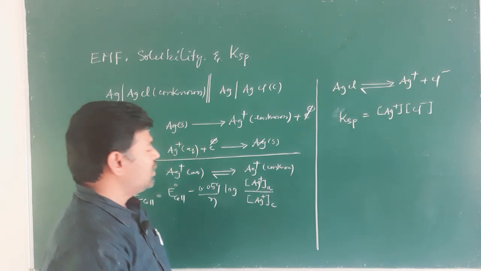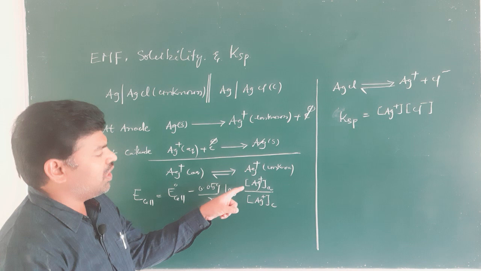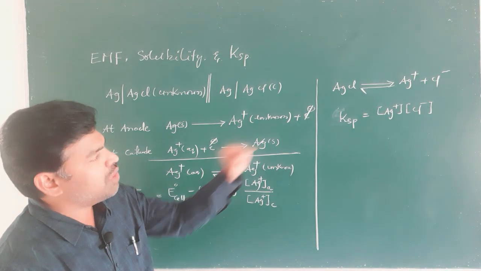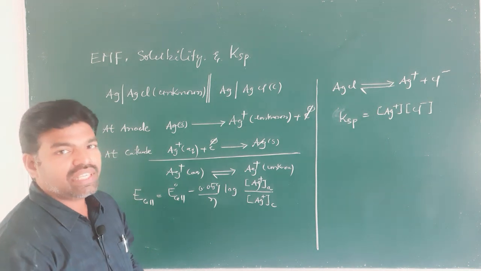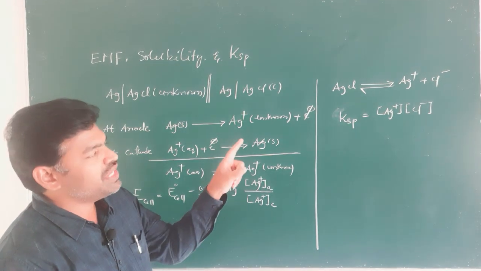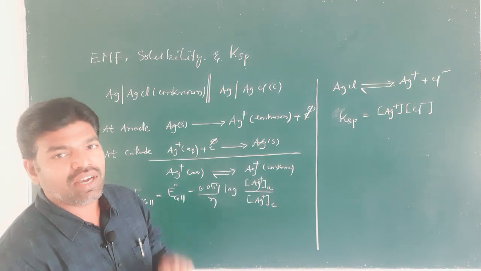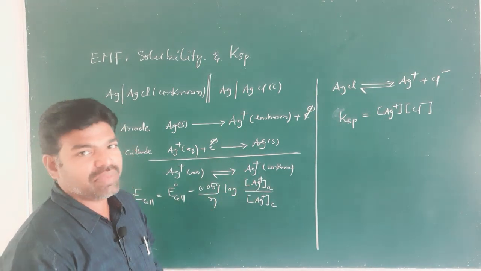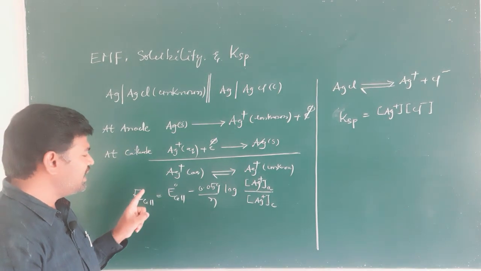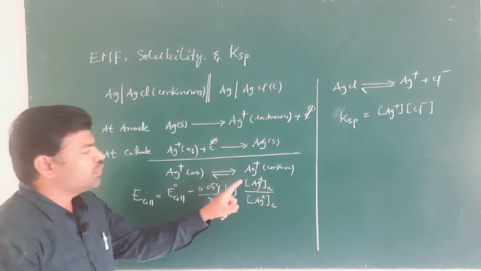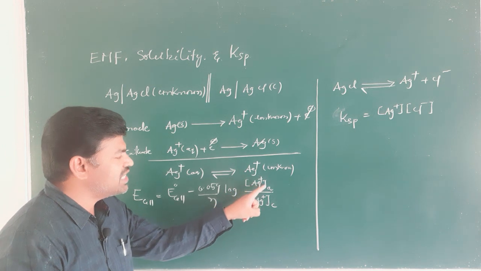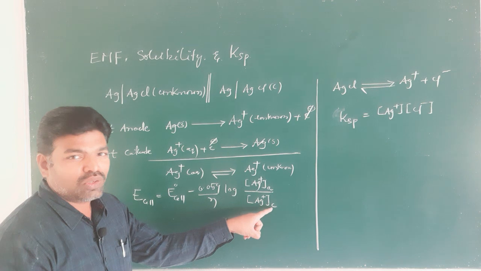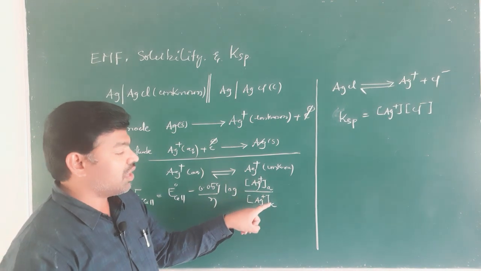For example, to establish a relation between EMF of a cell and solubility product, if the solubility product is given in the problem, then how can we calculate the concentration of Ag plus? To measure the EMF of a cell, we have to know the concentration of Ag plus at anode and the concentration of Ag plus at cathode, but these concentrations are not known.